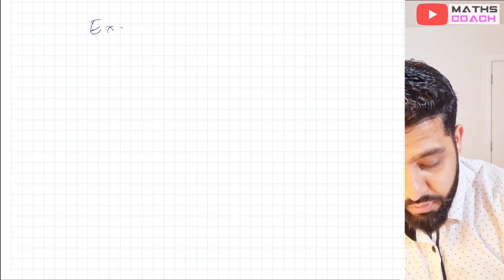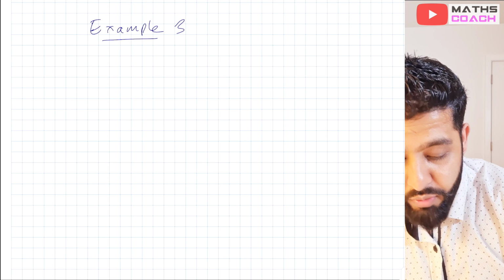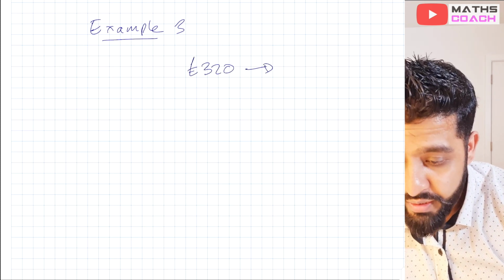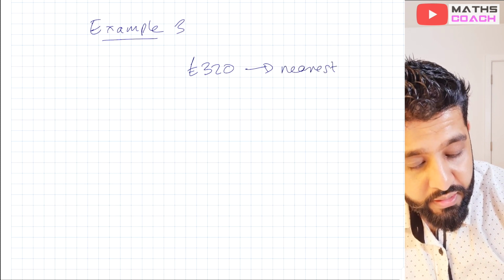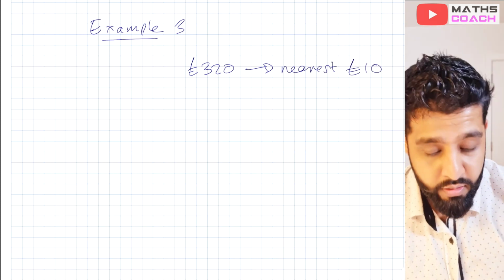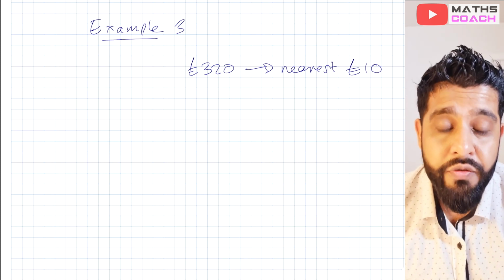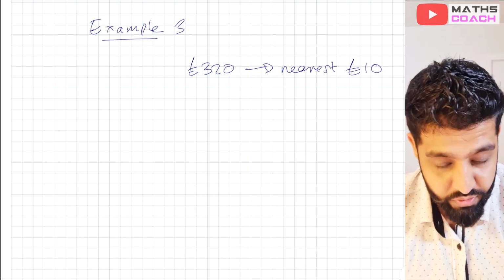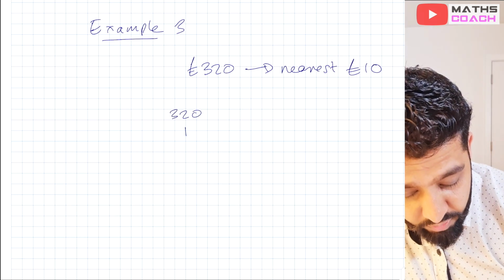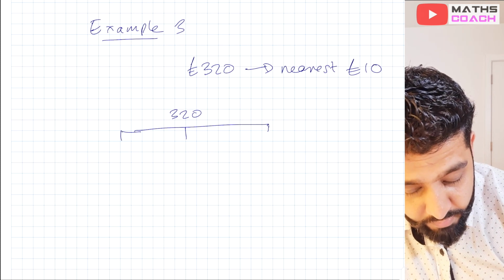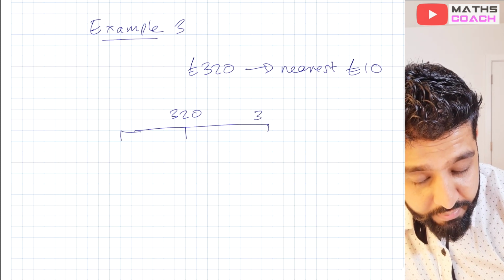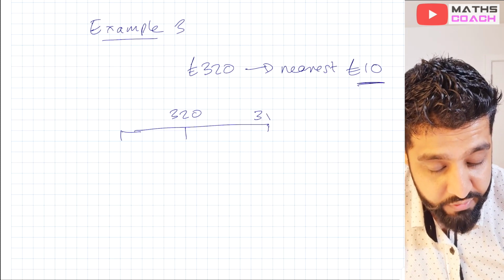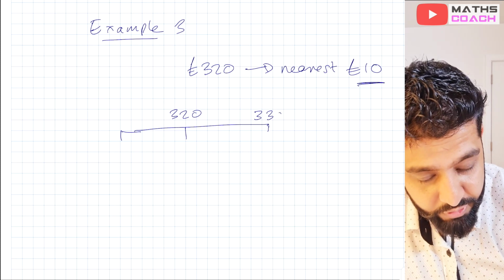Okay, so example number 3, and what do we have here? We have £320 has been rounded to the nearest £10. So we want to find what the minimum value £320 has been rounded from and the maximum value that it has been rounded down to. Okay, so 320 on our number line here. So 300, and because it's been to the nearest 10, we'll add 10 on this side. So that gives us 300. Oops, sorry. That gives us 330.